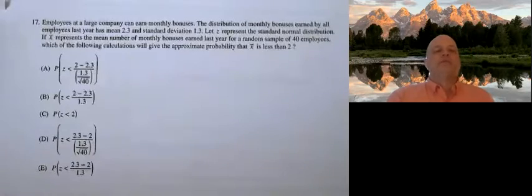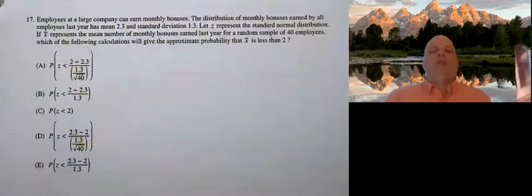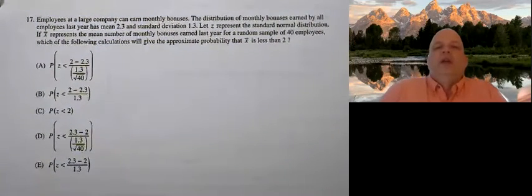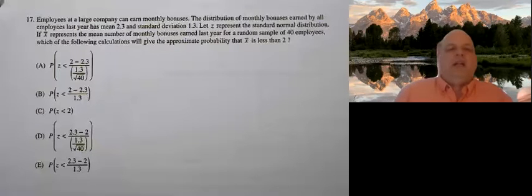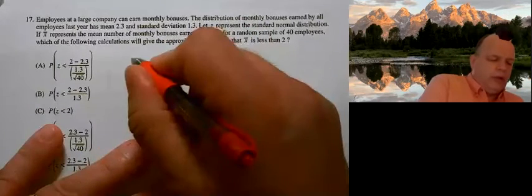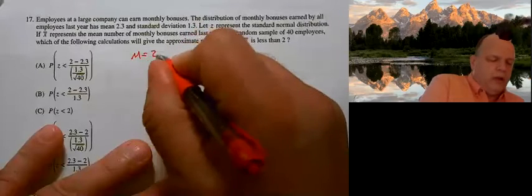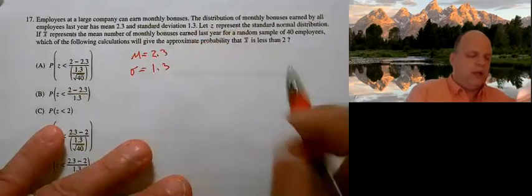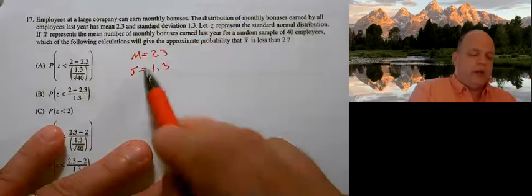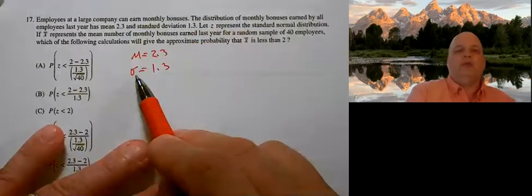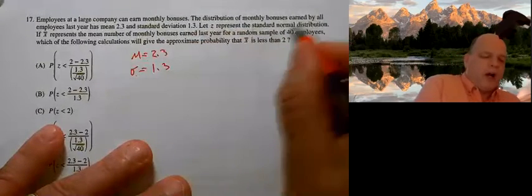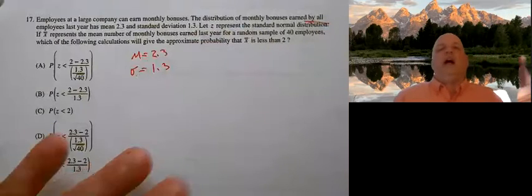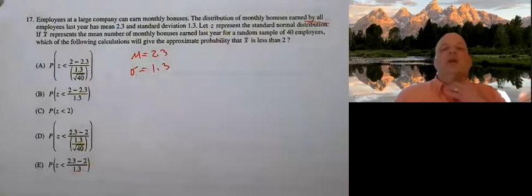All right, number 17. Employees at a large company can earn monthly bonuses. The distribution of monthly bonuses earned by all employees last year has a mean of 2.3. So they're telling us the mean is 2.3. They tell me the standard deviation is 1.3. And the reason I know that, you're like, well, wait a second, why did you use that as opposed to sample? Because they said by all. So consequently, I have the entire population.